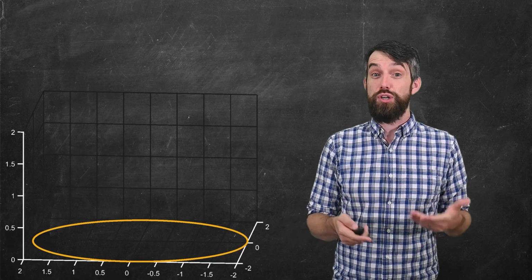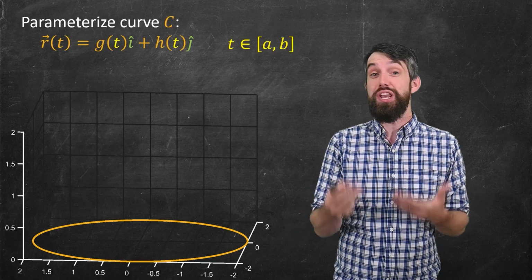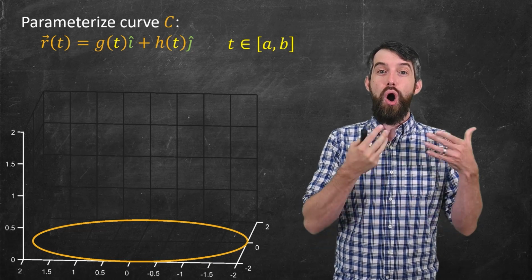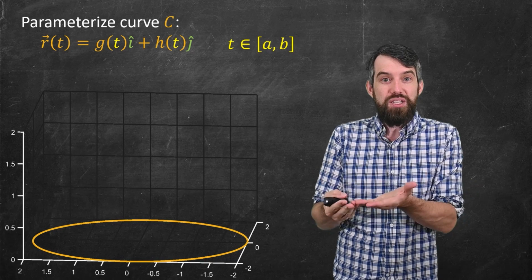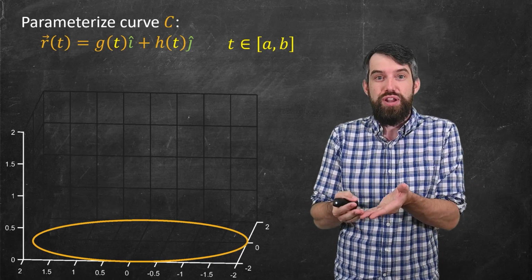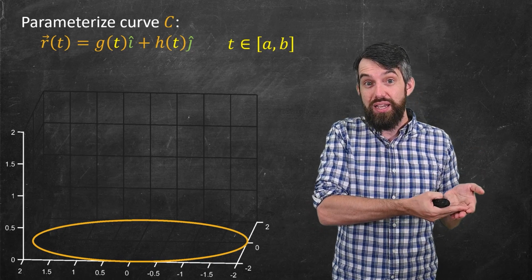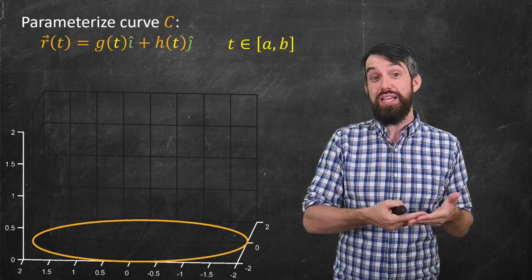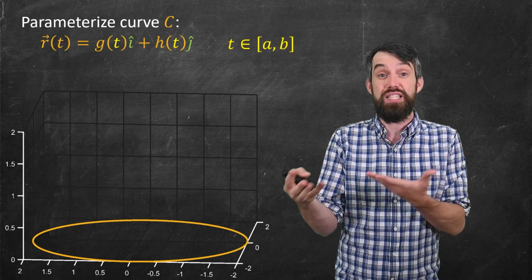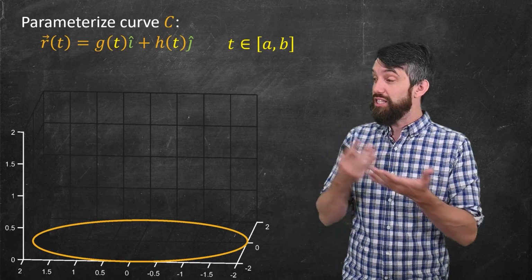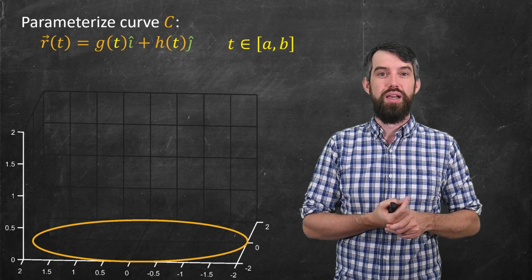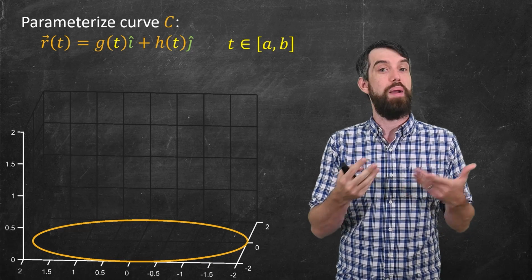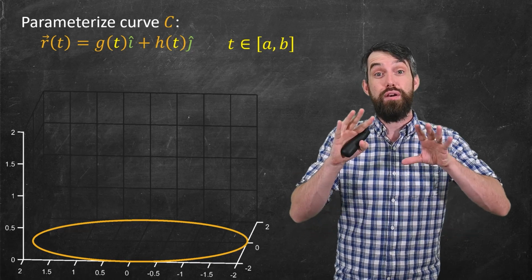I can talk about this a bit more generally by parameterizing a generic curve, which we call C. And the way I parameterize curves is I write r of t is going to be an x component, g of t, in the i hat direction, and then a y component, h of t, in the j hat direction. And if I am parameterizing it like this, I need to specify some domain of my parameter t, so I say t is in some interval a up to b. In this specific example, my functions might be 2 cosine of t in the x and 2 sine of t in the y, and my interval might be 0 to 2 pi. But you can do this for any curve.